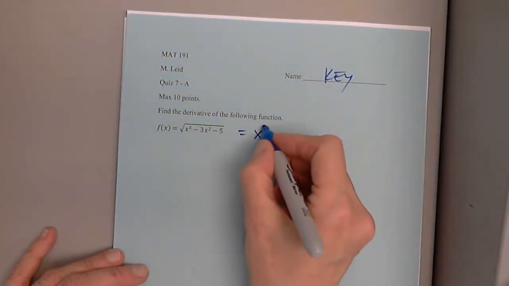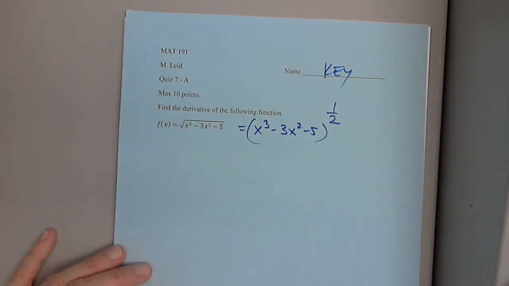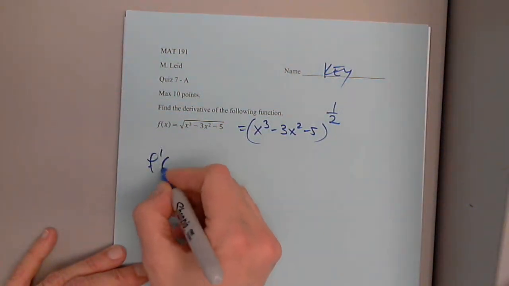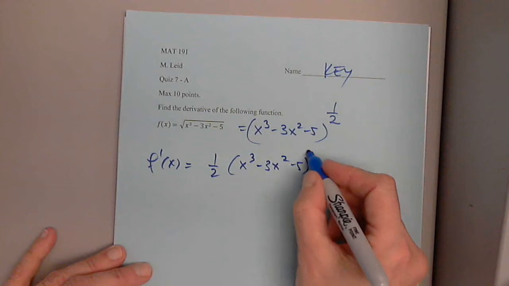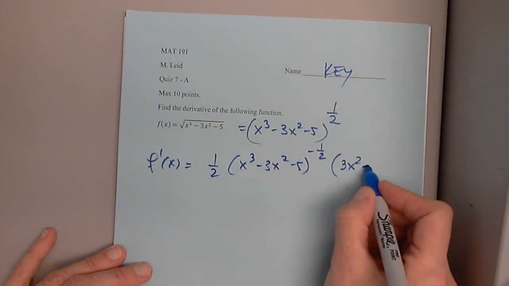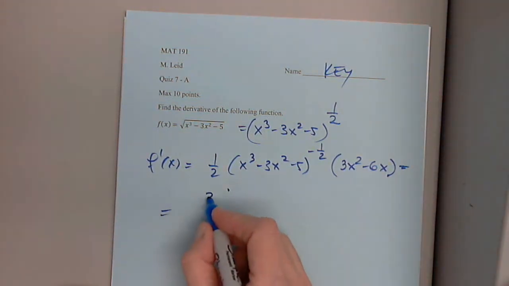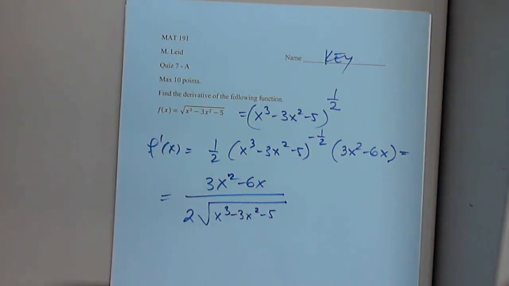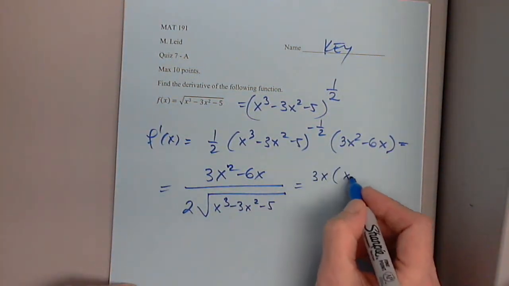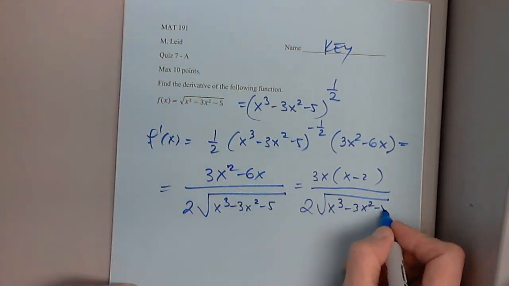So first of all, I will write x cubed minus 3x squared minus 5 raised to 1/2. Then f prime of x equals 1/2 times x cubed minus 3x squared minus 5 to the negative 1/2, times 3x squared minus 6x. And of course, I will write (3x squared minus 6x) divided by 2 times the square root of x cubed minus 3x squared minus 5. I would prefer to factor out the 3x into x minus 2, and you'll see why in the next chapter.